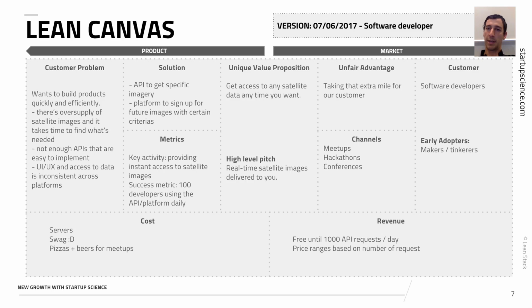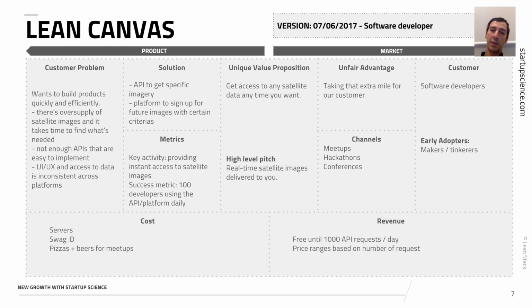We also created a lean canvas for our software developer, and we think the early adopters would be makers and tinkerers who usually love to spend their free time playing with the latest technologies. They usually want to build products quickly and efficiently, but there's a lot of satellite images on the internet, and it takes a lot of time for them to find what they really need. And all the APIs that are out there are not really easy to implement.